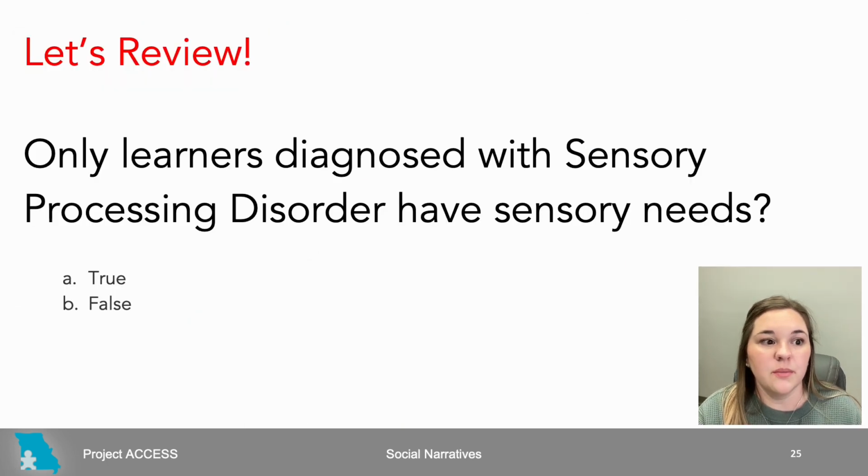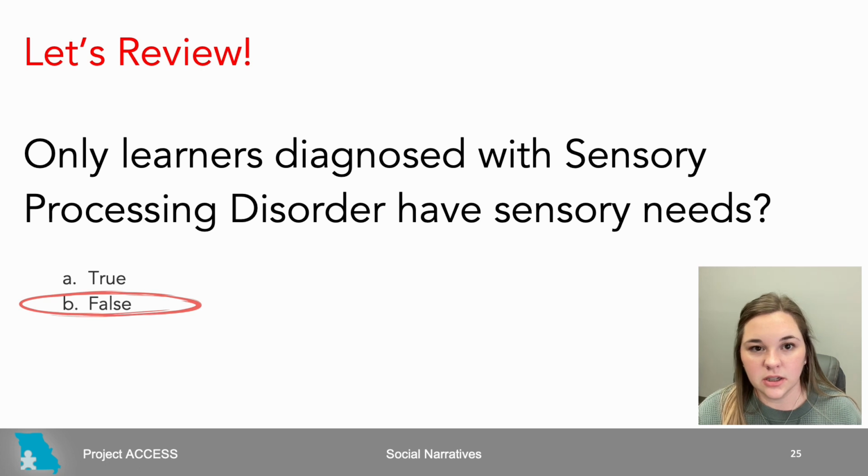Okay, so let's review. So only learners diagnosed with sensory processing disorder have sensory needs. True or false? False. All of our learners can have sensory processing needs. That doesn't mean that they have sensory processing disorder, but they may need some of the tools that we have in our classroom.